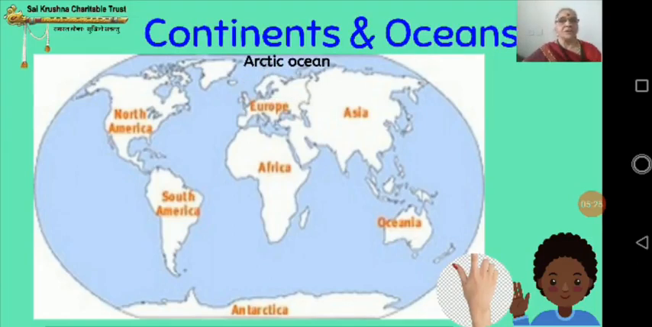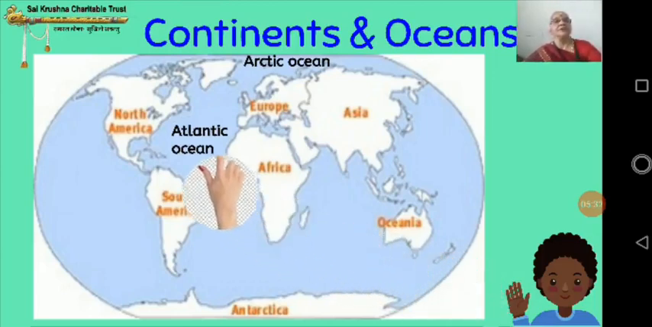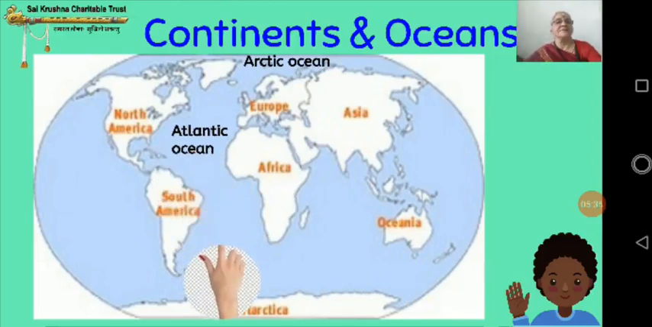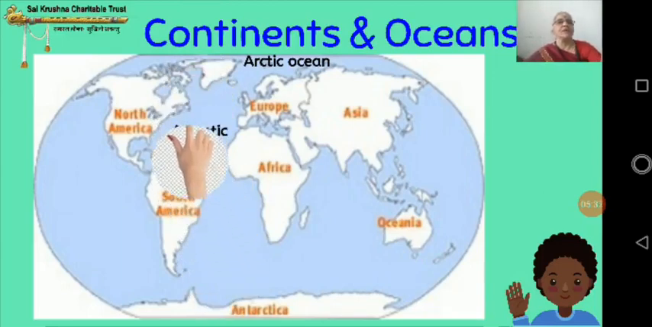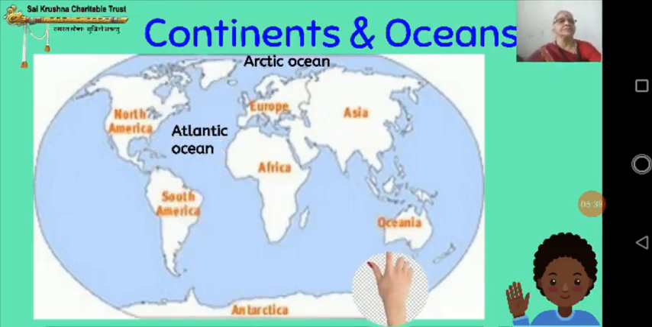You have the Arctic Ocean right in the north over there. You can see as it appears. This is the Atlantic Ocean. Here you have the North Atlantic and the South Atlantic. This whole region is the Atlantic Ocean. Next, you have the Indian Ocean at the base of India. You have the Antarctic Ocean here.